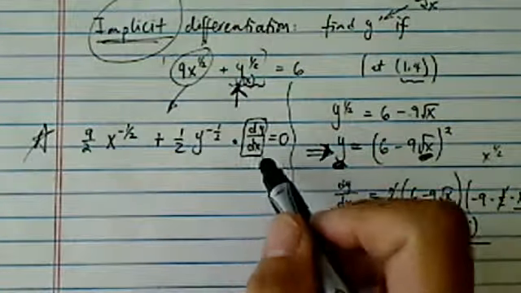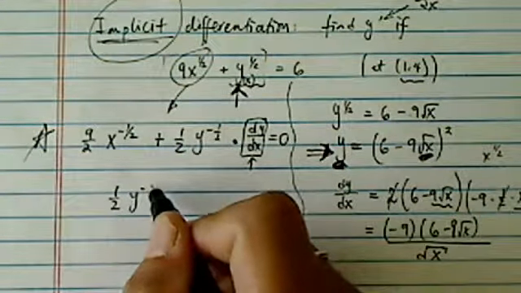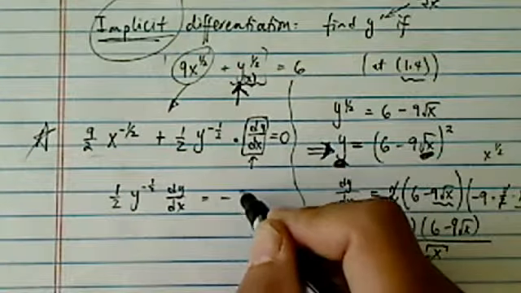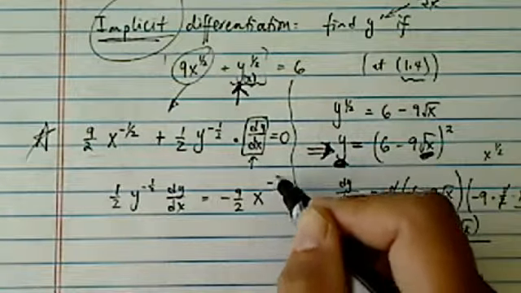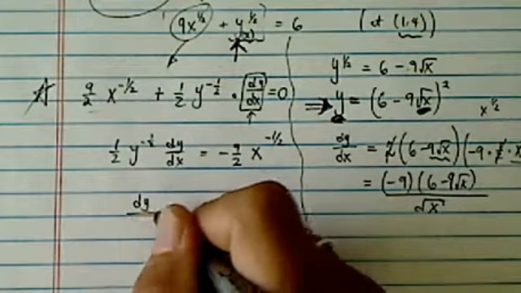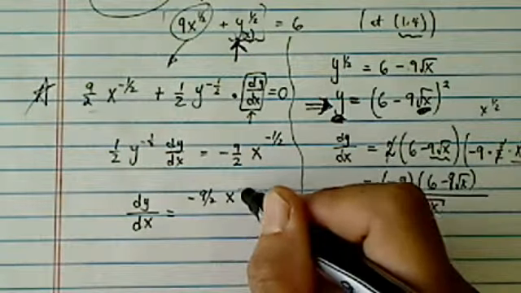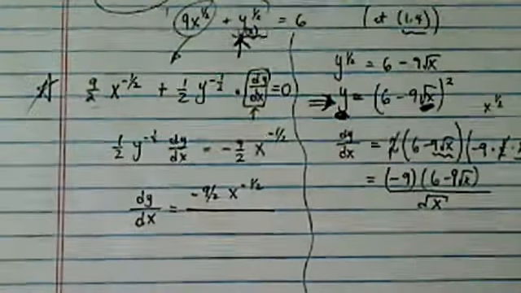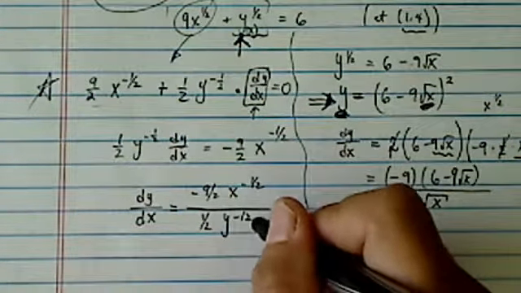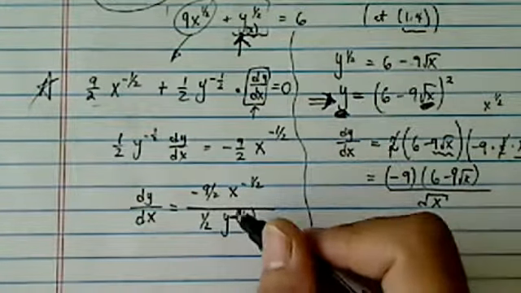All right, from here, we're going to dig this one out. So we have half y to the minus half dy/dx. I'm going to move this thing over, equal to minus 9 over 2 x to the minus half. I want dy/dx by itself. dy/dx is equal to minus 9 over 2 x to the minus half, over half y to the minus half. Now you notice I'm not bothering to do much simplification other than writing everything down in the form I wanted. That's not a pretty one here.